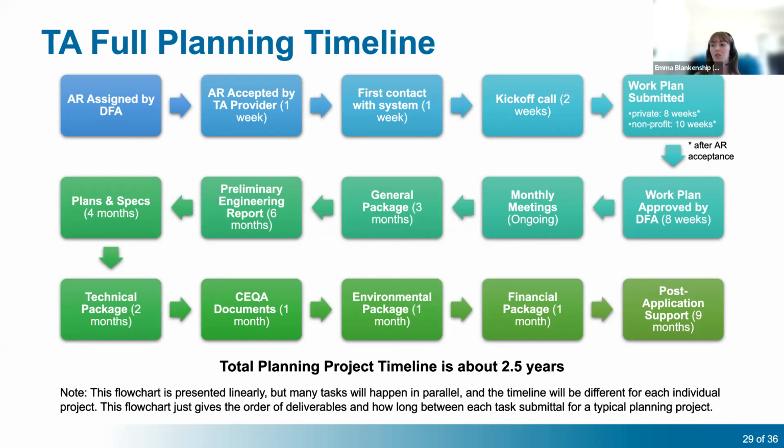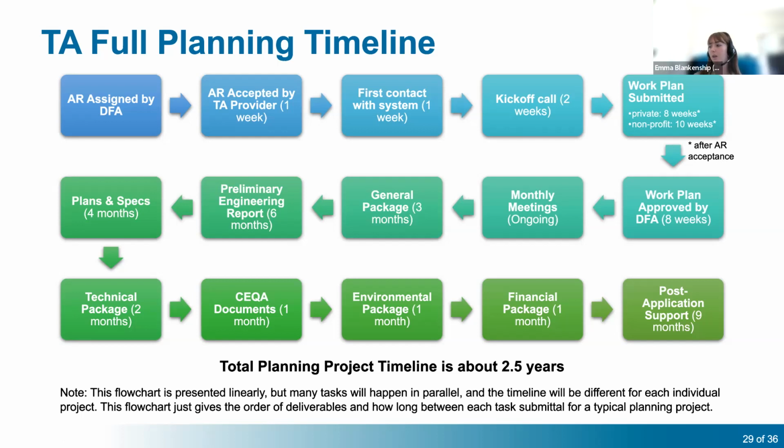The general package might take 3 months after that work plan is approved. And then we have the preliminary engineering report, which might take 6 months after the general package is submitted. After that comes plans and specs, and then we'd see the technical package submitted. And then the CEQA documents for a drinking water project. As we mentioned before, if it's a clean water project, then those federal crosscutters are going to be required, so you might need some additional time to do those biological and cultural reports. Then we have the environmental package and the financial package.